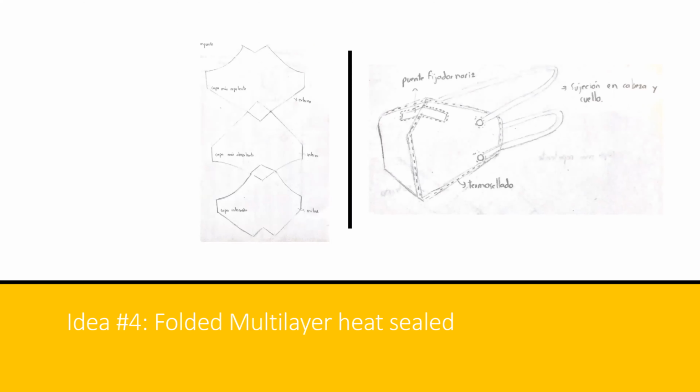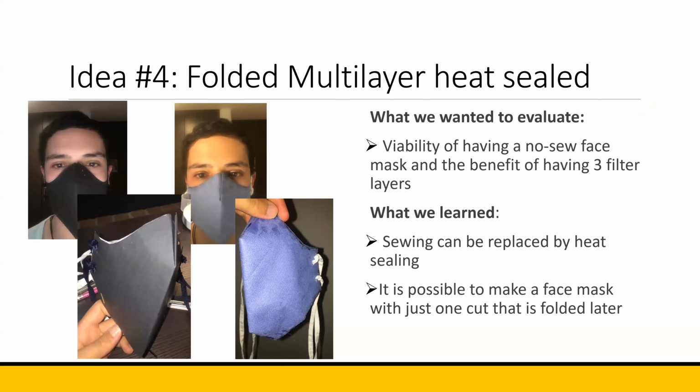For the fourth idea, we wanted to make a folded multi-layer heat-sealed face mask. The idea of this prototype was to make a three-layer face mask with no need of sewing. From this, we learned that sewing can be replaced by heat sealing, and that it is possible to make a face mask with just one cut that is folded later.